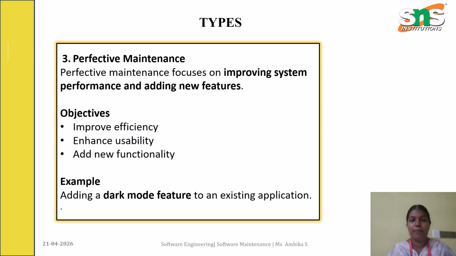Next one is perfective maintenance. Perfective maintenance focuses on improving the system performance and also adding some new features. The objectives of perfective maintenance are improving the efficiency, enhancing the usability, and also adding some new functionality. For example, adding a dark mode feature to an existing application.